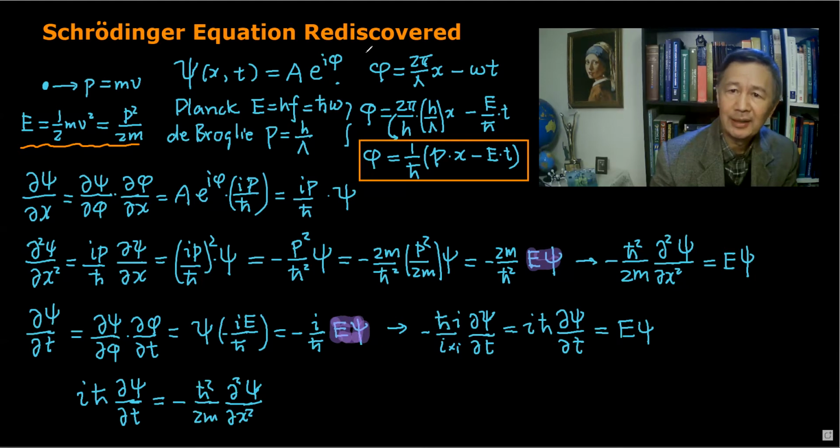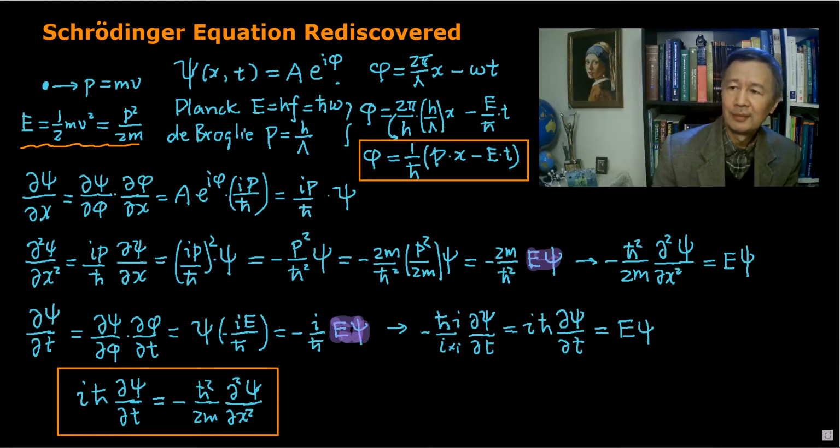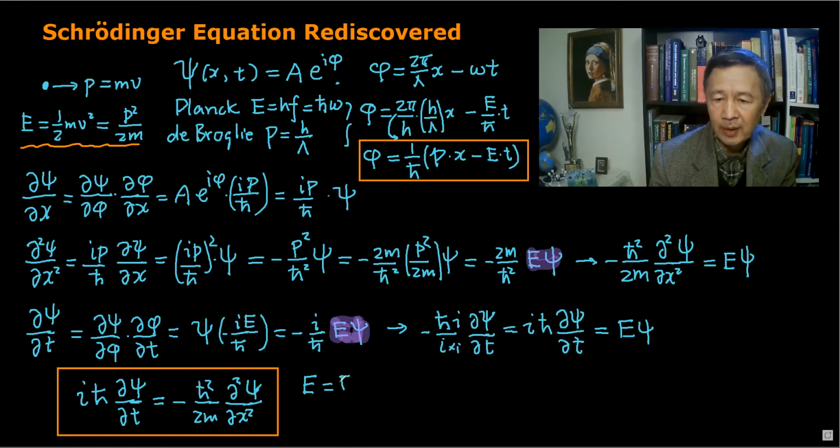I just highlight this result here. So this is the Schrodinger equation. It's not so difficult to obtain, as you can see. Of course, in the general case, we have to generalize the right-hand side by taking into account the potential energy. So we have to consider the total energy. In general, E is equal to the sum of the kinetic energy and the potential energy, EP.